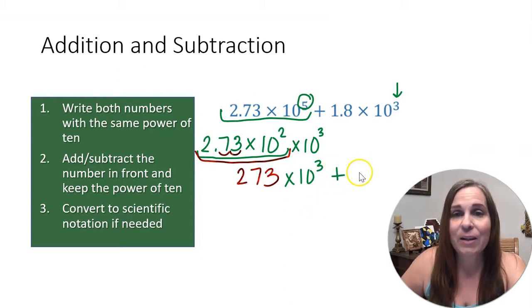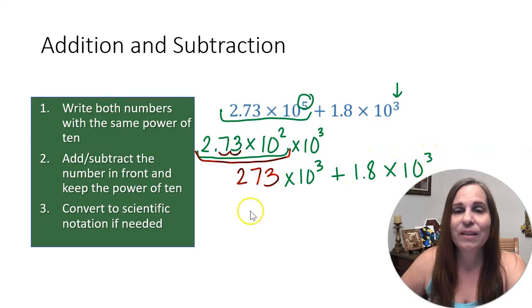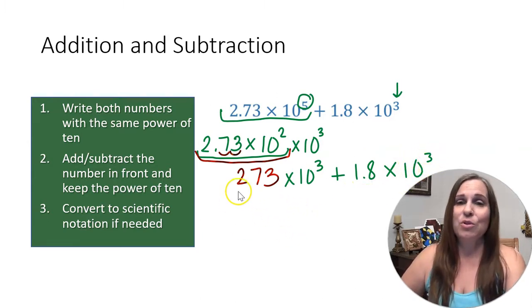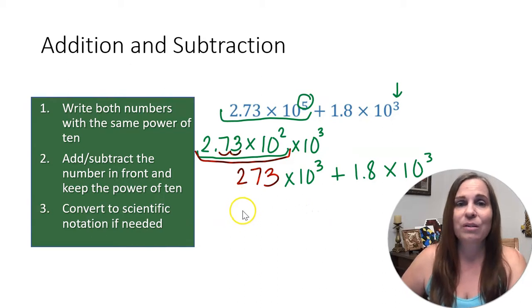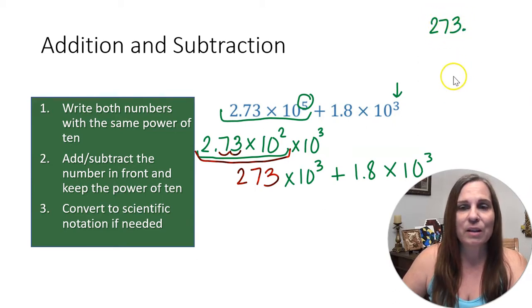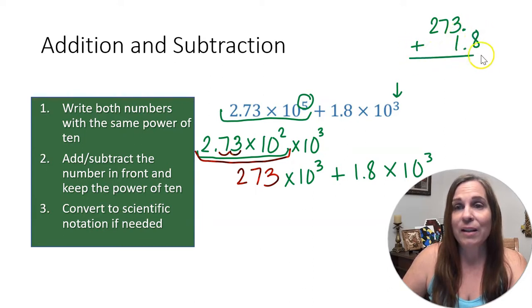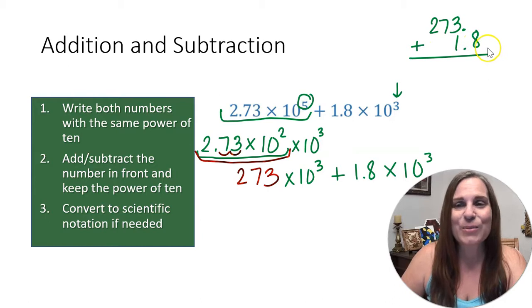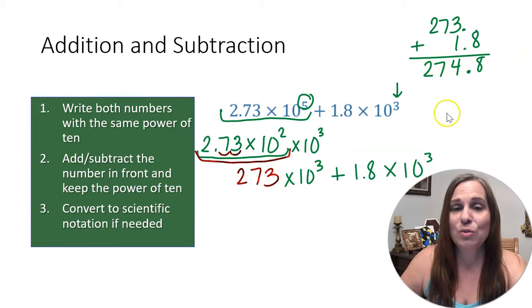Now I'm adding 1.8 times 10 to the 3rd. Now for this part, I'm going to do just regular decimal addition, right? So I'll do it up here off in the upper right hand corner. So 273, remember there's a decimal right there. If I'm going to add 1.8 to that, I have to line up my decimal points when I add or subtract. I'll get 8, bring down the decimal, 4, 7, 2.